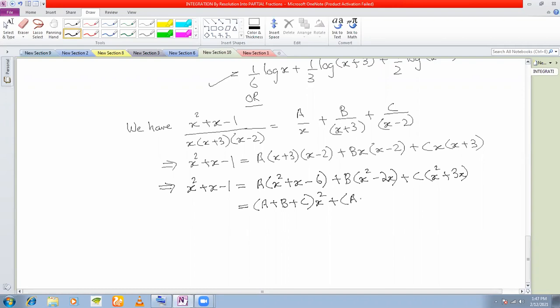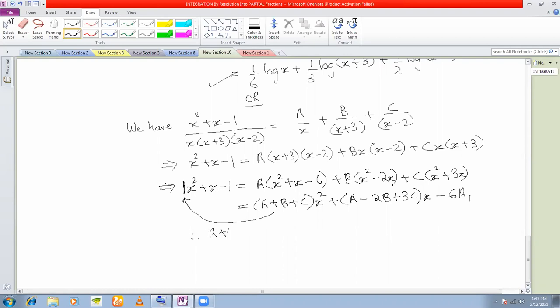And the coefficient of x will be a minus 2b plus 3c. And the constant term would be minus 6a. So what you see is that I have separated the coefficient of x square, x, and the constant term. Now what you see here is you have the coefficient 1 here. You equate the coefficients. So a plus b plus c must be equal to 1.